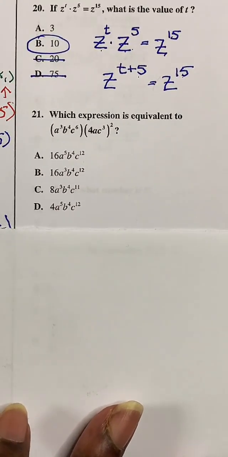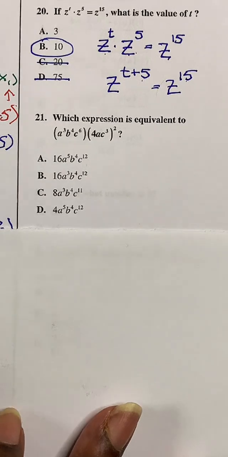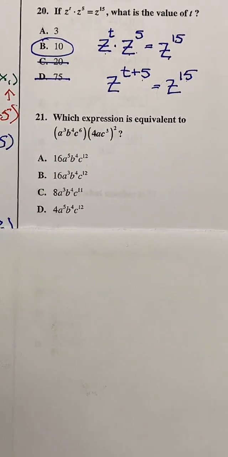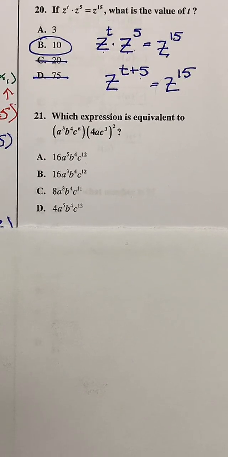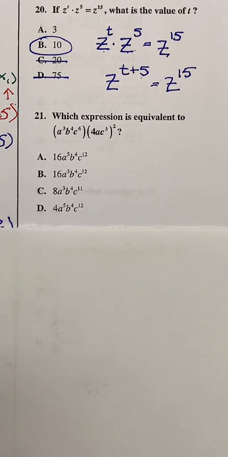So this is basically dealing with exponents. All the properties of exponents. So which expression is equivalent to a to the third, b to the fourth, c to the 6th times 4ac to the third raised to the second power? Is it A, B, C, or D?